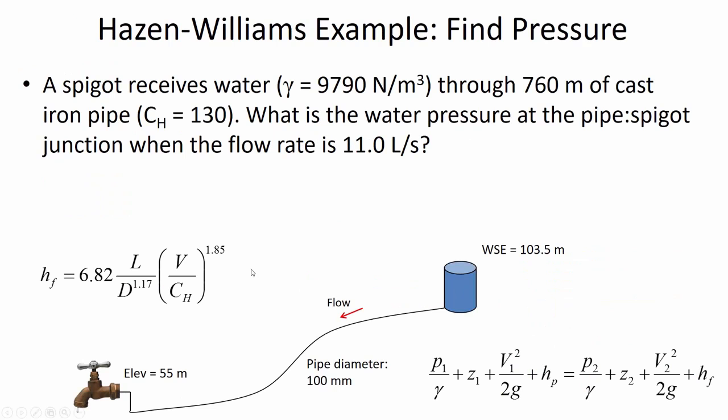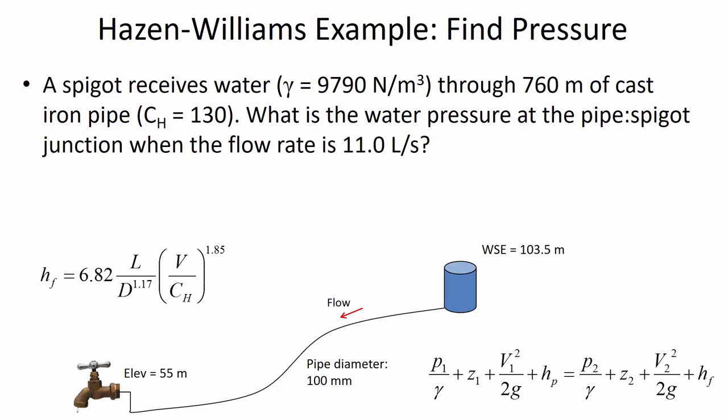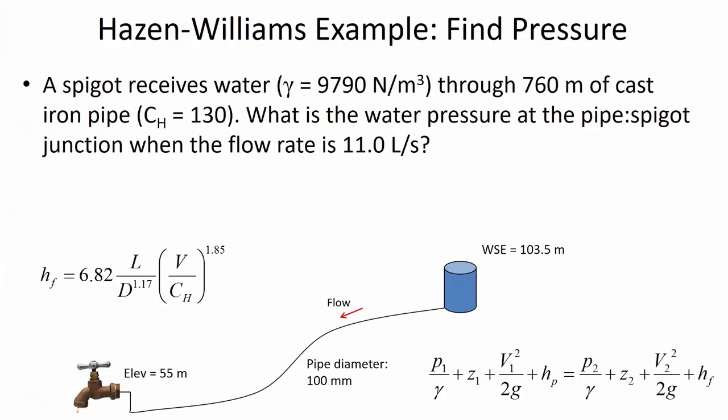We already did this example where you were finding out the pressure at the junction, but let's look at the same picture with a different question. What if we have this elevated tank and water is going through the pipes? We want to find out the maximum flow rate that you can have. The previous example, when we calculated the pressure, was it 303 kilopascals? That means that not all of the energy was being used to overcome pipe friction.